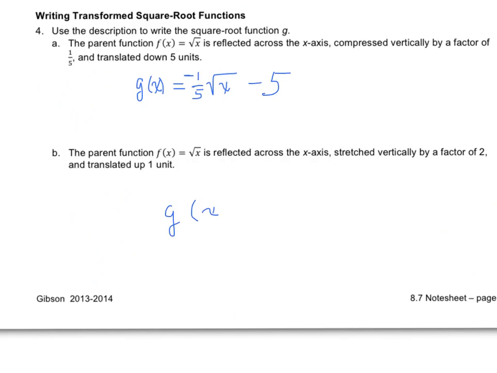But now, we want to be able to look at what happens if we reflect it across the x-axis. So just as in part A, we know we're going to have a negative sign there. And we are going to stretch that vertically by a factor of 2. And then we are going to translate that up by 1 unit. So that's what g of x would look like.